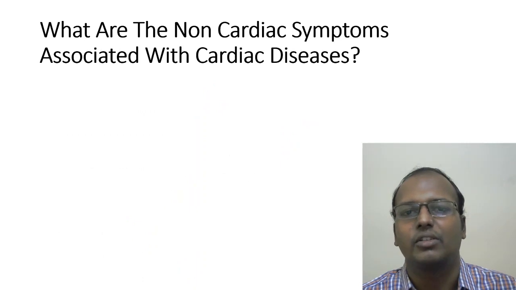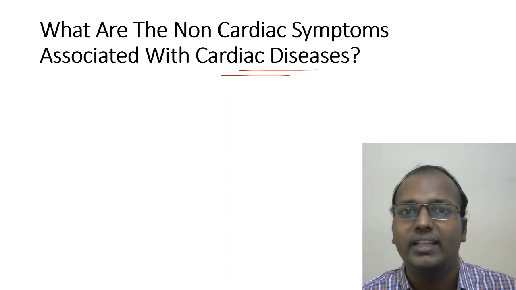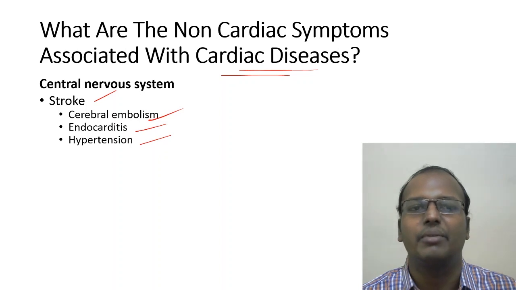What are the non-cardiac symptoms associated with cardiac disease? This is just a general question. In the history, you are supposed to ask these questions. At least in the past history, you have to check whether this history is there in this patient or not. Very, very important points. Number one is central nervous system history, basically stroke due to cerebral embolism or endocarditis or hypertension.